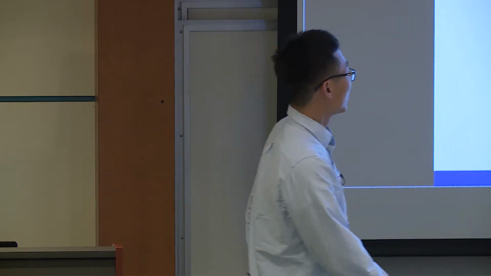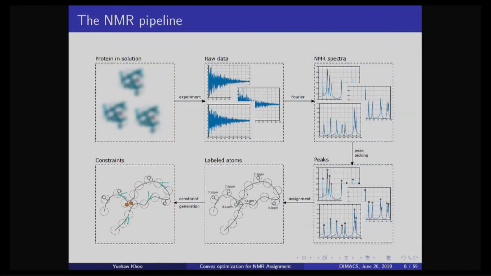So once you label the atoms with the frequencies, you can start placing constraints between the atoms. And this is where distance geometry comes in. Once you start having geometrical constraints between, for example, these two orange atoms over here, you can start solving for your structure.